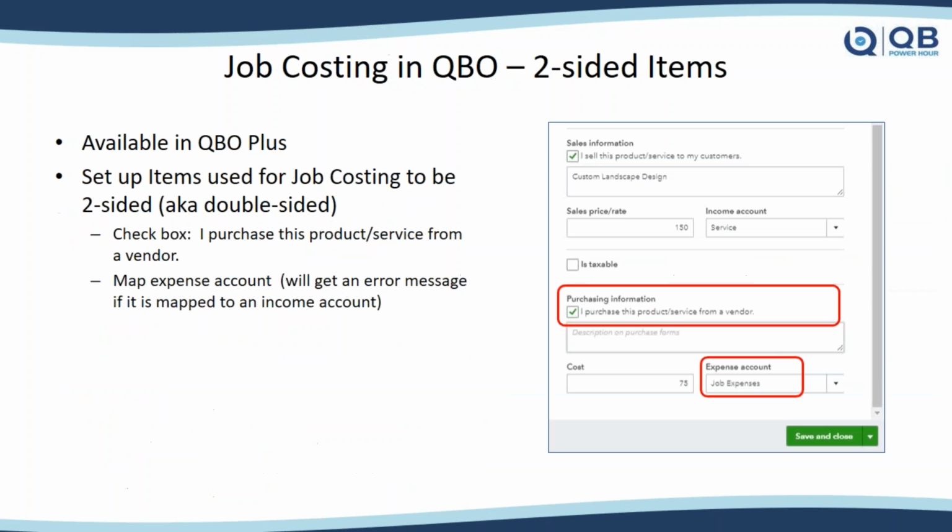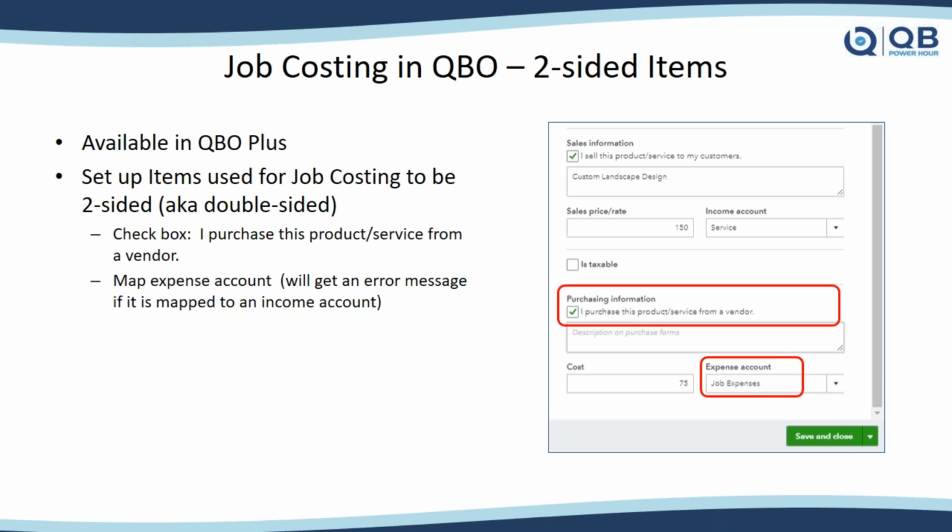Then you'll want to go into the items list or your products and services list, and we want to make these two-sided or double-sided items. And I've discovered it kind of depends where you live on whether you call them two-sided or double-sided, but it means the same thing. We're making it so that we can record not just the sale or the income side, but also the expense or the purchasing side. So you check the box right there in the red where it says, I purchase this product or service from a vendor. This is where we're paying for it, so we want to be able to see how profitable that item was. And then, of course, you would choose an expense account down here when you're mapping that item to an account.